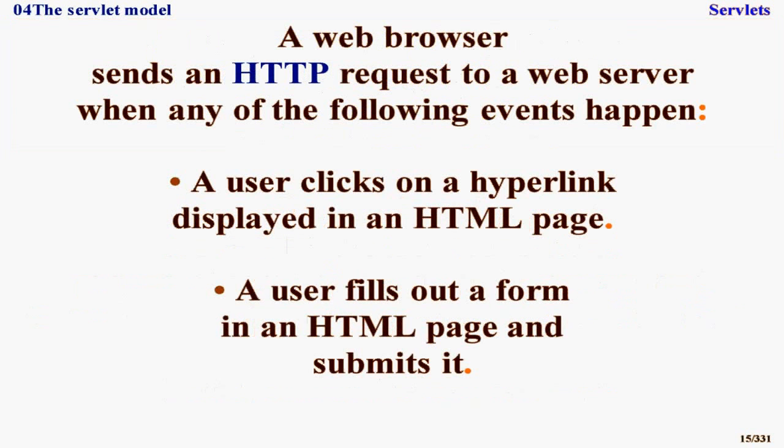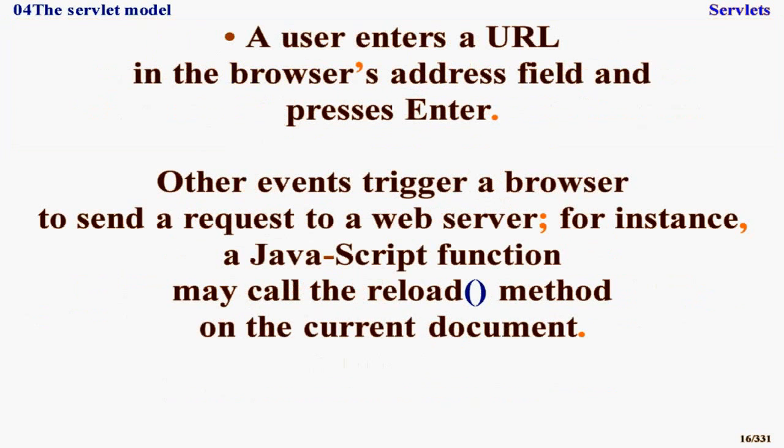A web browser sends an HTTP request to a web server when any of the following events happen. A user clicks on a hyperlink displayed in an HTML page. A user fills out a form in an HTML page and submits it. A user enters a URL in the browser's address field and presses enter. Other events trigger a browser to send a request to a web server.